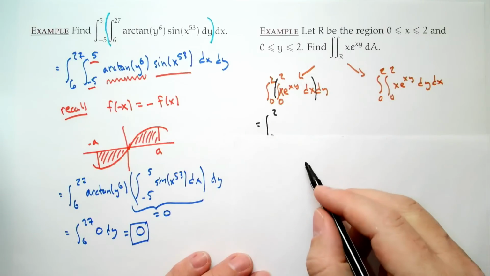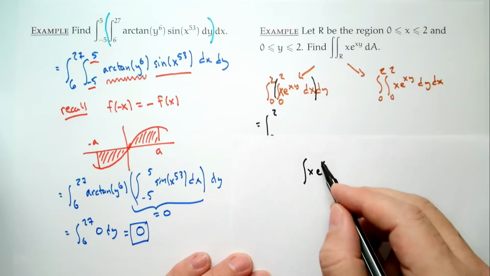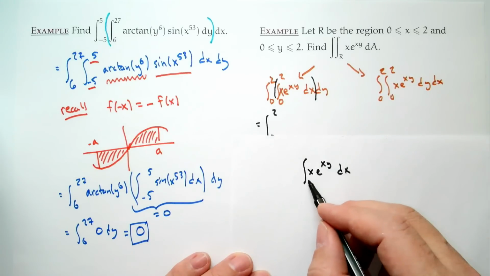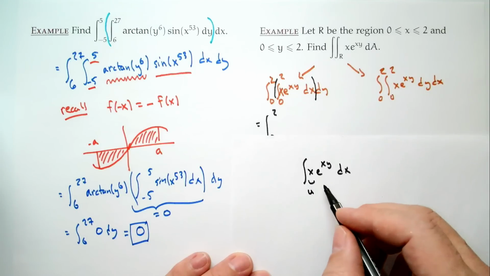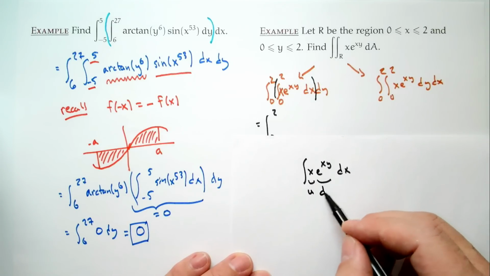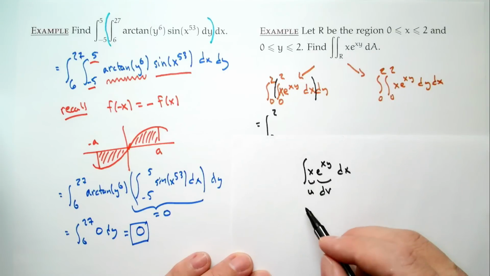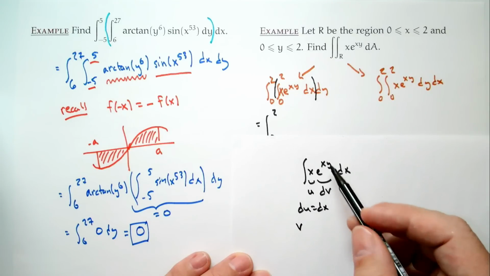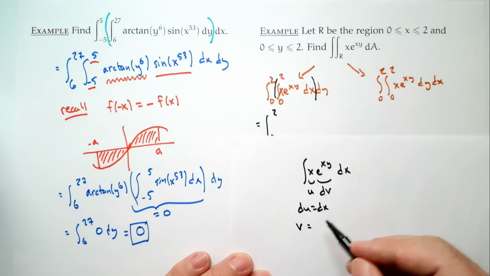So if we're integrating x e to the xy dx, this part x would be great to take the derivative of because it makes it easier. So that means we're going to integrate this part. Our dv would be e to the xy dx, and what's the integral of e to the xy with respect to x?